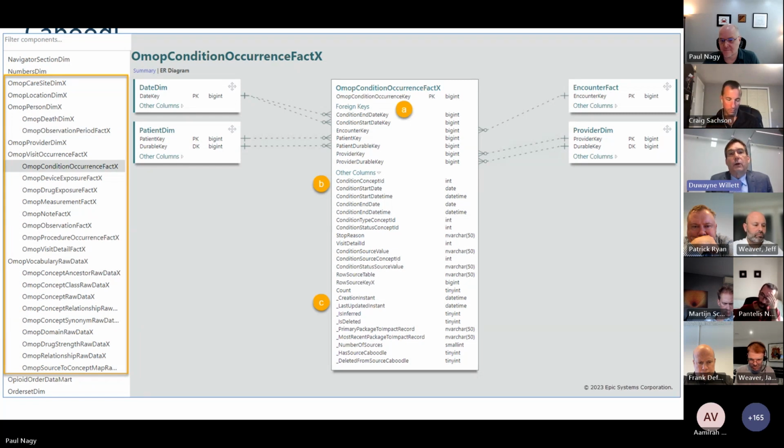Item B there are the standard OMOP fields, and Caboodle does force a naming standard, which I'll get to in just a minute, which we need to deal with. And then automatically down in level C is a bunch of metadata columns that the infrastructure just handles automatically: change tracking, when the row was created, when it was last modified. So we didn't have to code any of that. That all is taken care of by the software. Next slide.